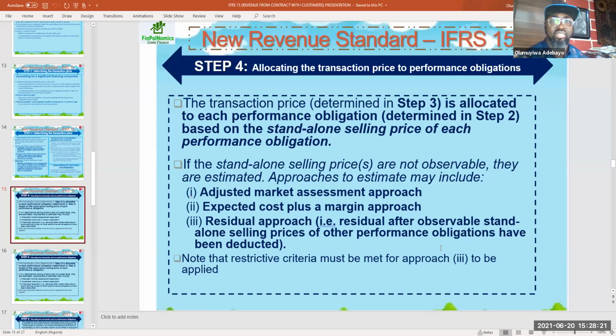And we're going to see all of this as we move on. Okay, and one thing we need to note is that certain criteria which are restrictive in nature must have been met for us to be able to use the residual approach. Which means the residual approach is like the last resort to allocating transaction price.